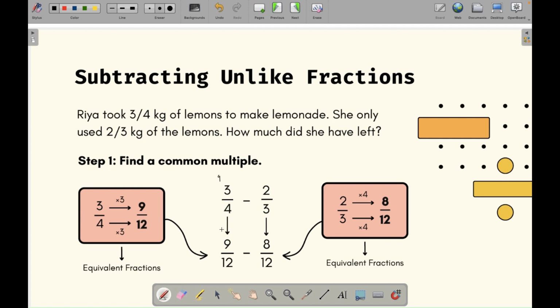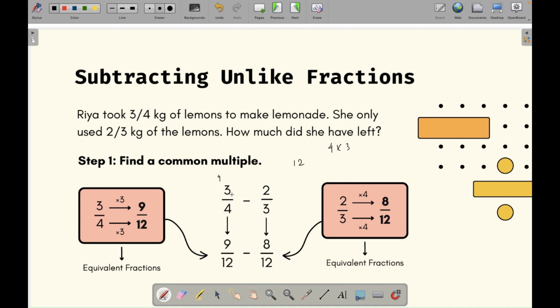First of all, we have to convert them to like fractions. How do we convert them to like fractions? We find a common denominator. How do we find the common denominator? We calculate the LCM. The LCM of 4 and 3 will be 12 because they have no common factor. When two numbers have no common factor, their LCM is just their product. So 4 times 3 is 12, and 12 is the LCM.